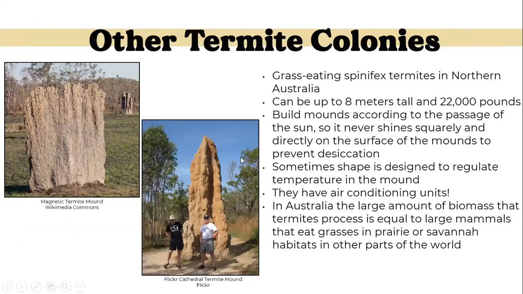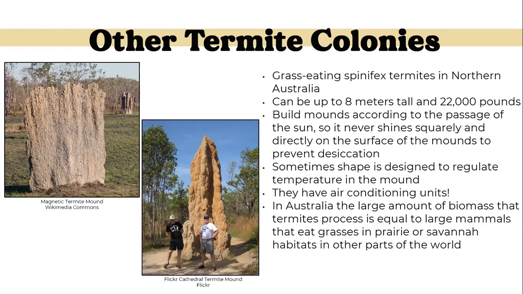All right, so we don't have these in Nebraska, but I did want to show them because this is what people think of when they think of termite colonies. This really large one that you see is called a cathedral termite mound. These can be huge. They can get up to 8 meters tall. They can weigh over 22,000 pounds. And remember, all this is built out of is mud and fecal matter. So that's a lot of work. That's a lot of usage within that colony.